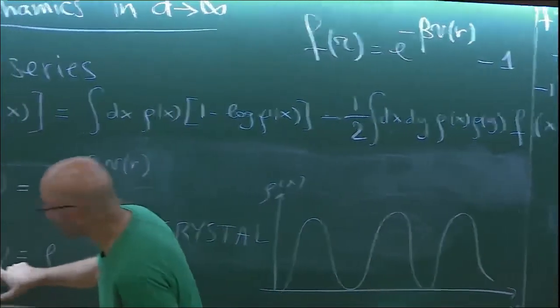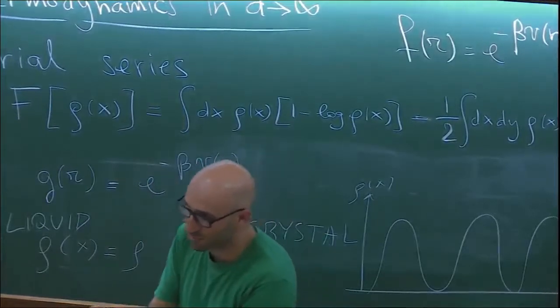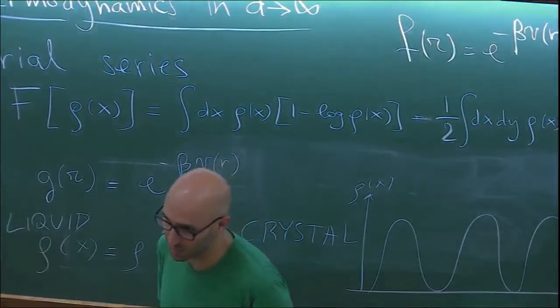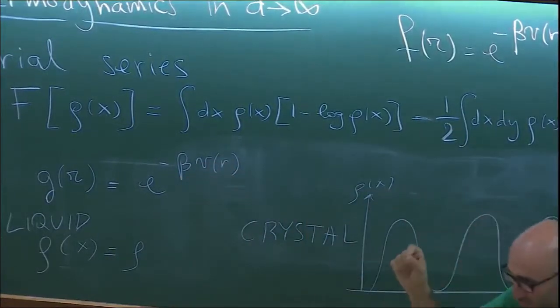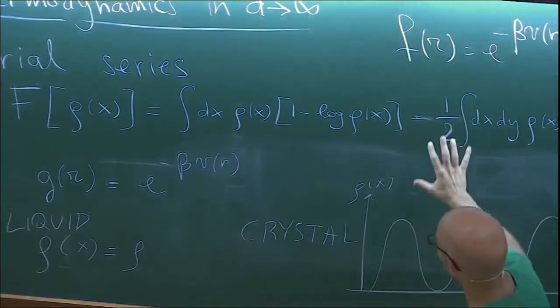No, this is already the average. Rho of x is already the average density profile. You should imagine that you have a point, you take a small volume, and you take the average density around that point. It's not the sum of deltas, it's the average. It's the thermodynamic average when you construct the virial series.